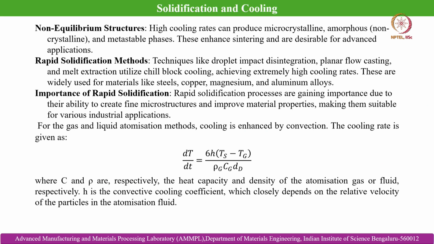Continuing with non-equilibrium structures. High cooling rates can produce microcrystalline, amorphous and metastable phases. These enhance sintering and are desirable for advanced applications. Rapid solidification methods, so techniques like droplet impact disintegration that we discussed at the beginning of the atomization processes, planar flow casting and melt extraction utilize chill block cooling, achieving extremely high cooling rates. These are widely used for materials like steels, copper, magnesium and aluminum alloys.